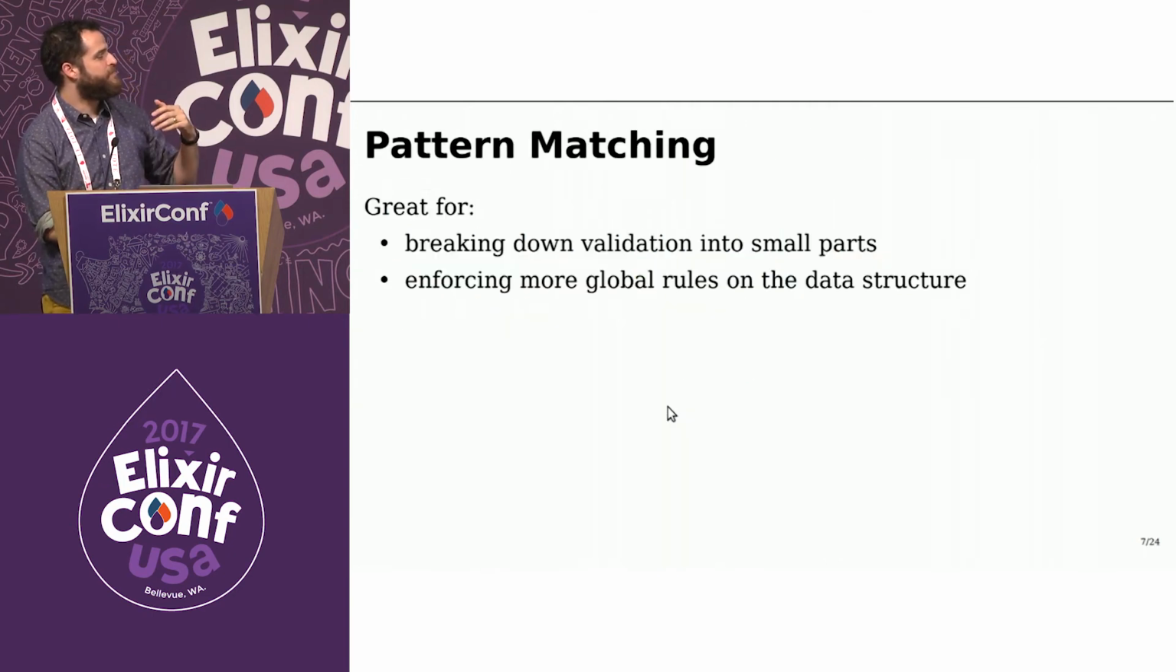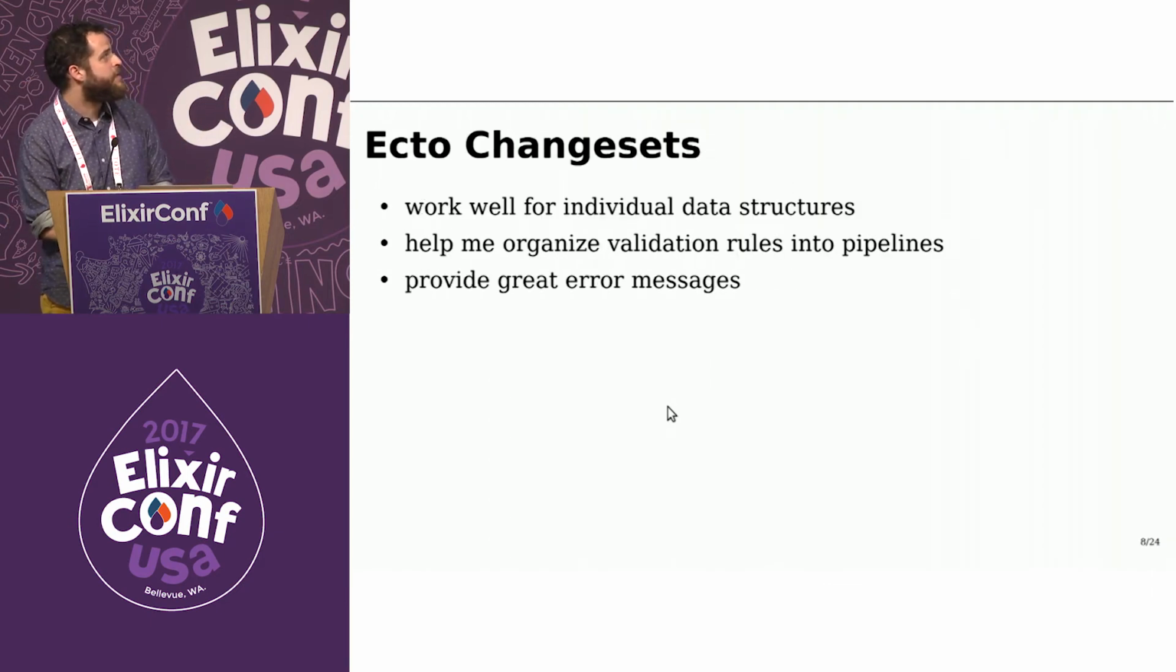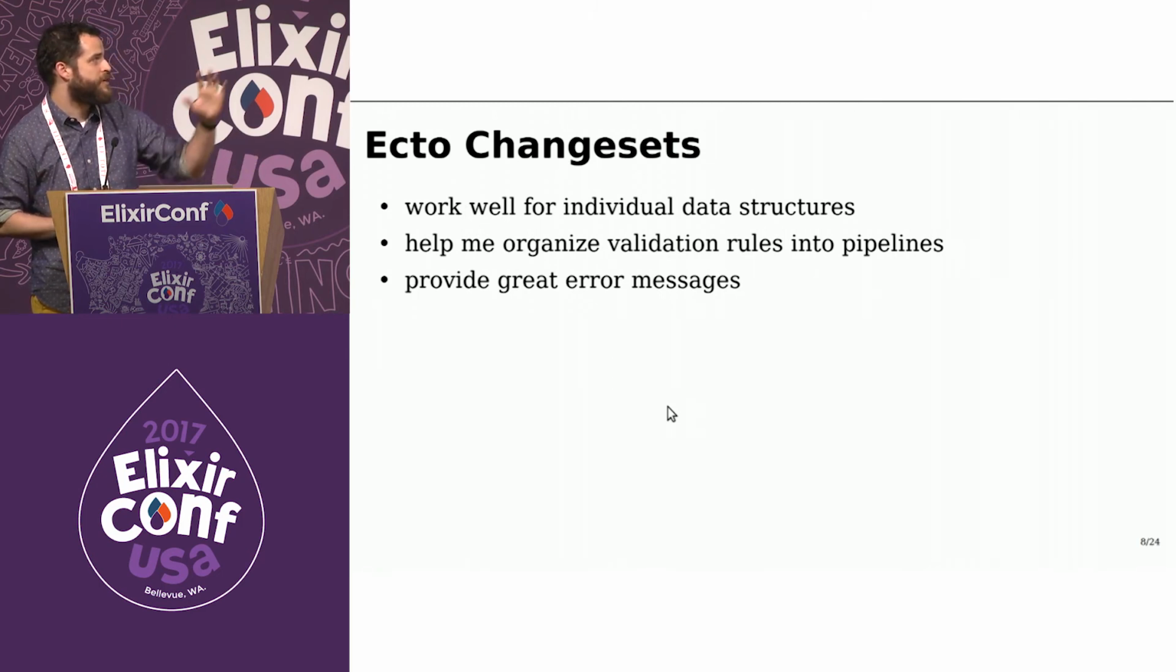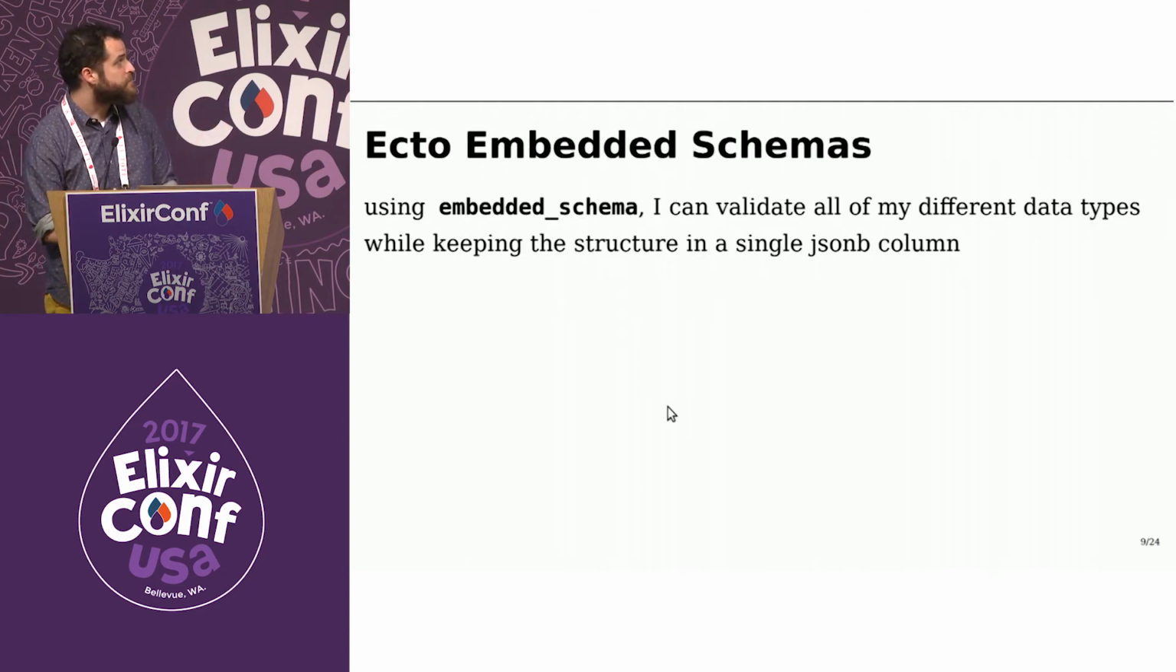So pattern matching in Elixir works great for this. We can break down validation into small parts. We can enforce more global rules and mess with headers and all that sort of stuff without having to drop down into Ecto quite yet. The changesets in Ecto make a lot of individual data structure work pretty easy. So this sort of helps me organize the validation rules into pipelines and provide great error messages.